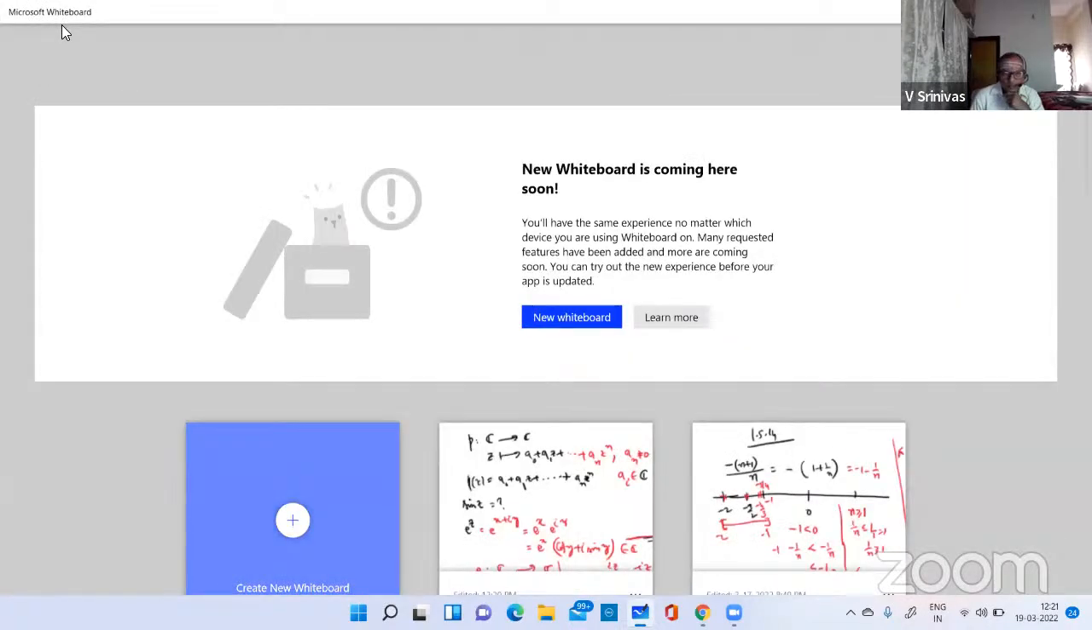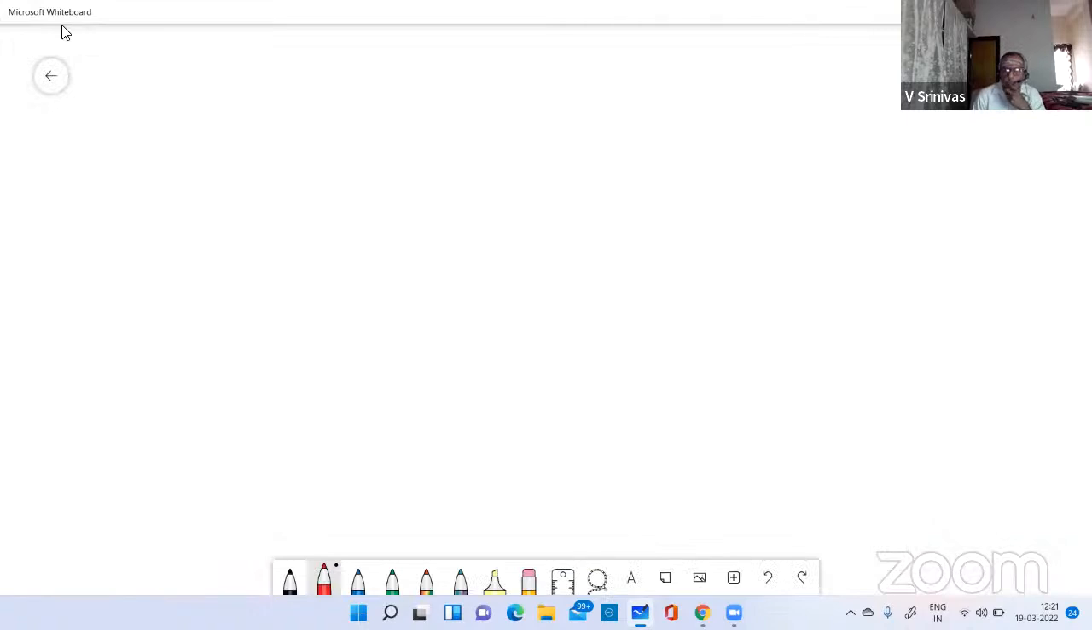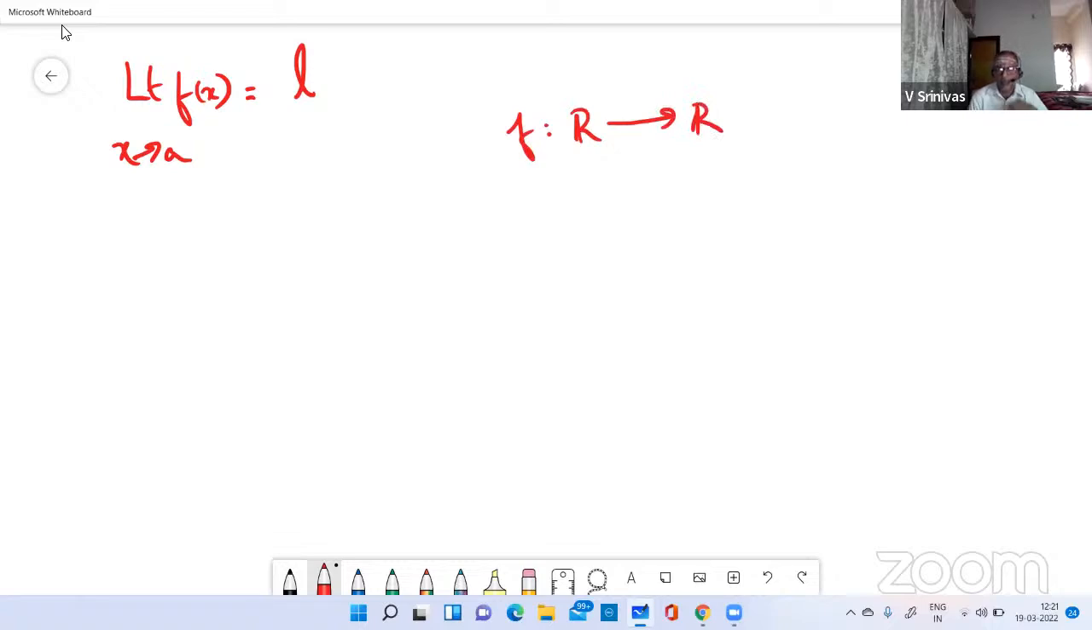Now, let me talk about limits. What is limit f of x as x goes to a? How do you define limit f of x as x goes to a to be some real number L, if your f is a real valued function of a real variable?